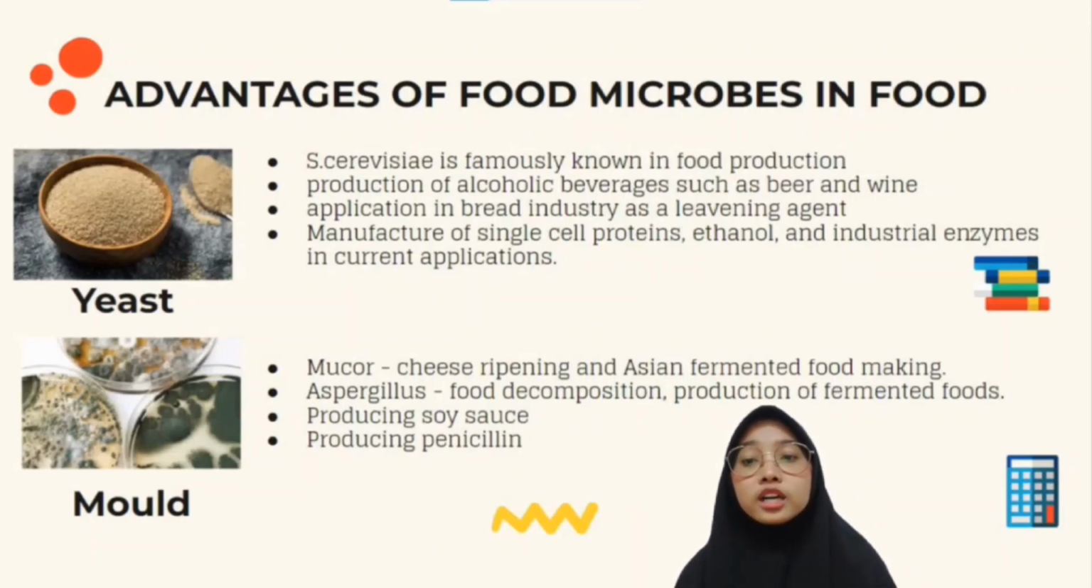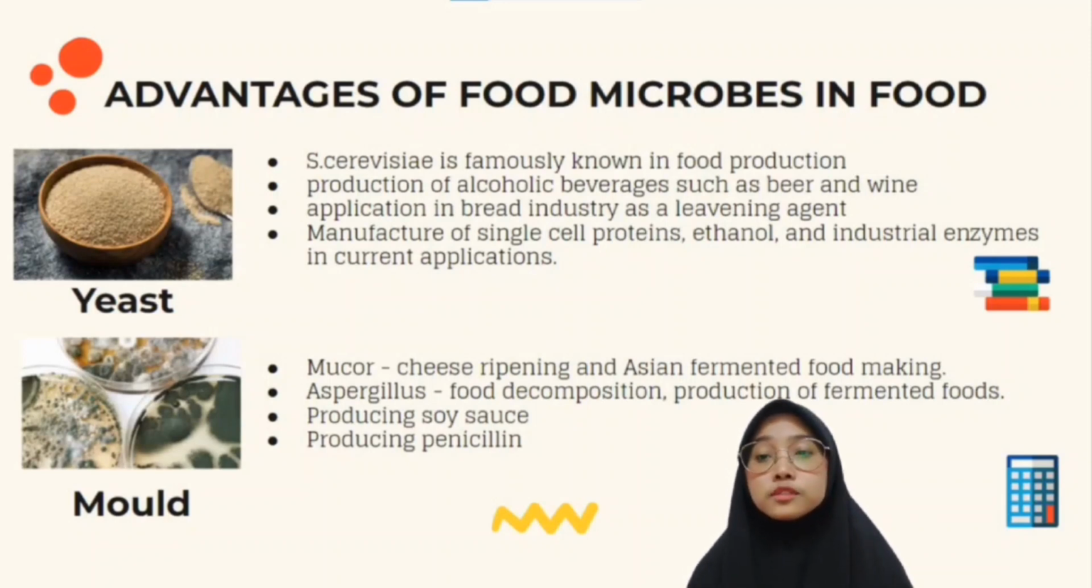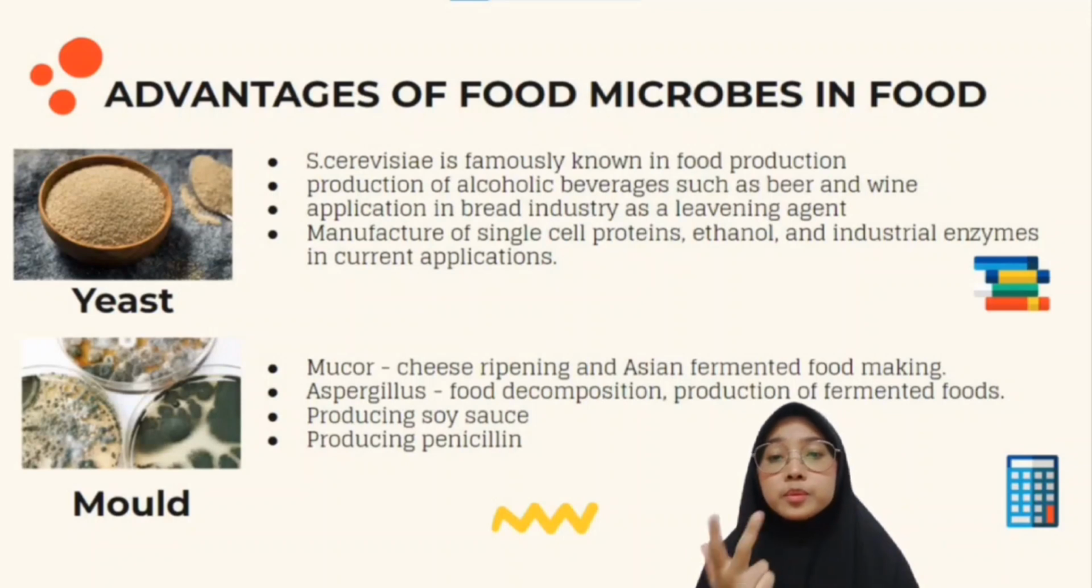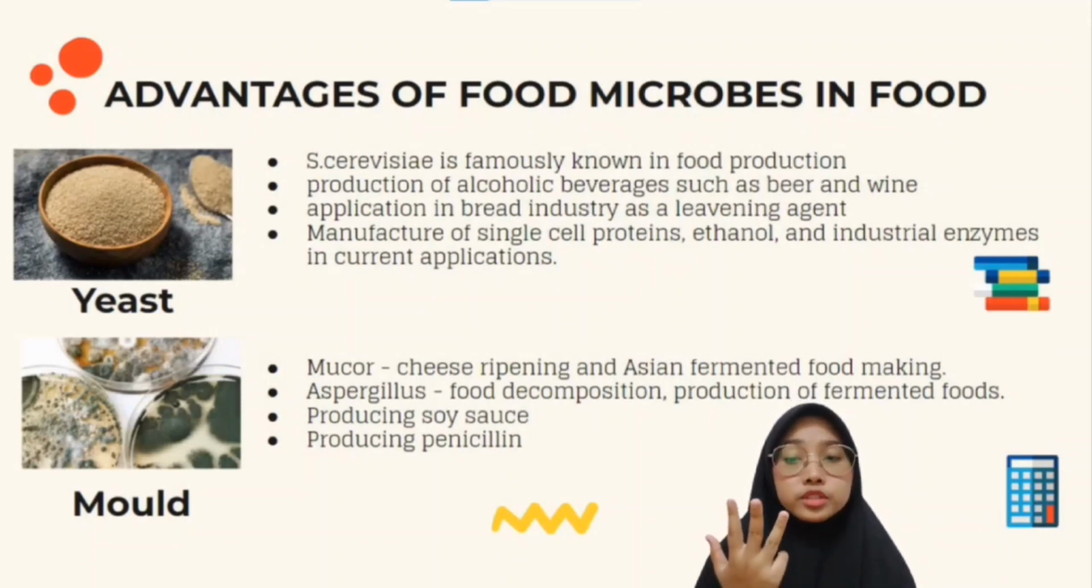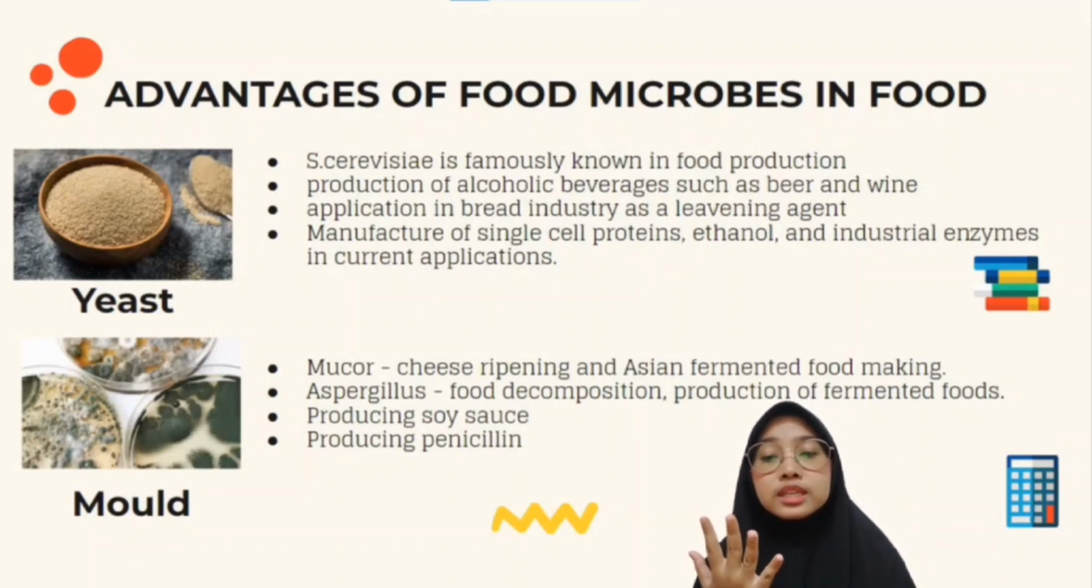Other than that, Aspergillus mold is also involved in food decomposition, and some of them are crucial for the production of fermented foods. Molds also serve essential functions in our life by aging and flavoring cheese, as well as being utilized in bread making, fermented liquor, producing soy sauce, producing penicillin, and manufacturing citric acid, which is used to flavor soft beverages.